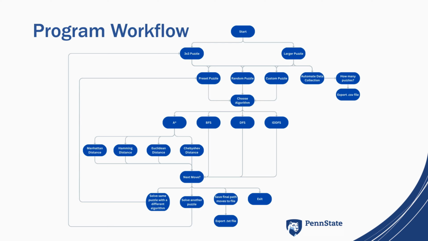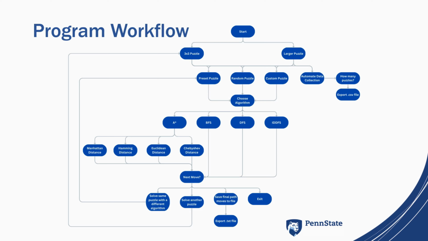Once the user chooses their algorithm, if they chose A star, they can now choose from the 4 provided heuristics to solve the puzzle. The puzzle will now be solved and the resulting metrics will be printed. This includes the algorithm and heuristic used, the amount of time it took to solve, the total attempted moves, and the number of moves in the final path.